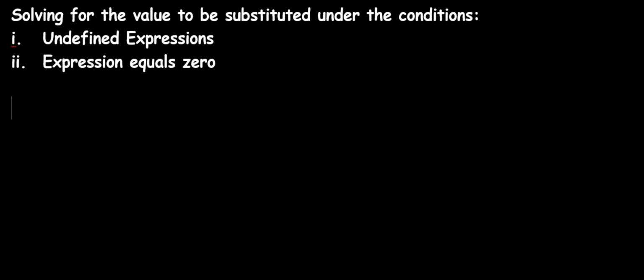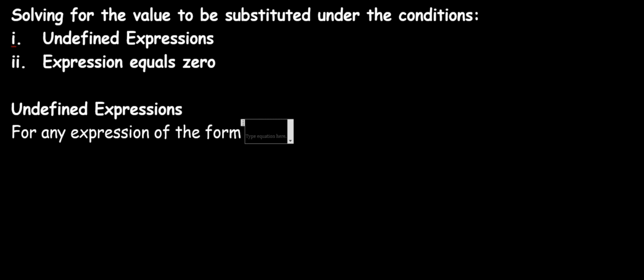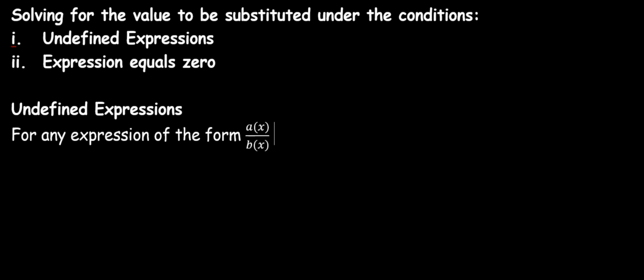Solving for the value to be substituted under the given conditions. Undefined expressions, and expressions equal to 0. Now, let us start with undefined expressions. For any expression of the form a over b to be undefined, then b must be equal to 0. The following example will explain better how we go about problems of this nature.